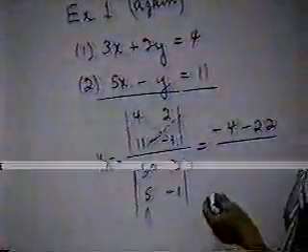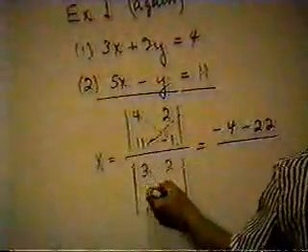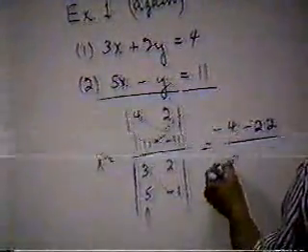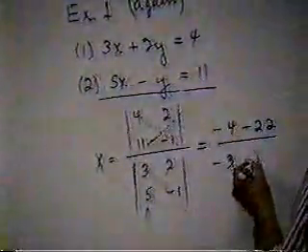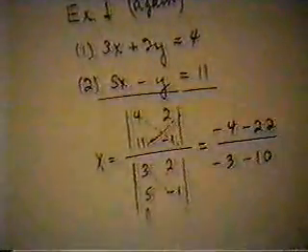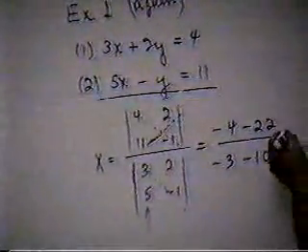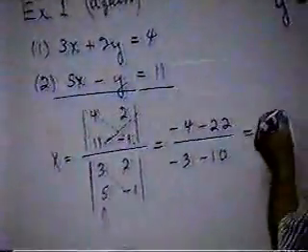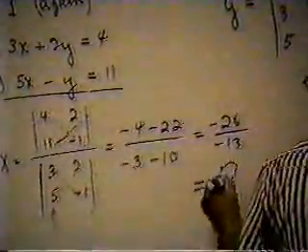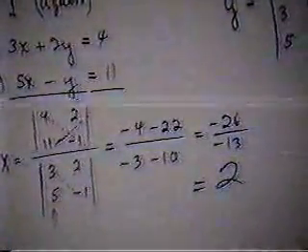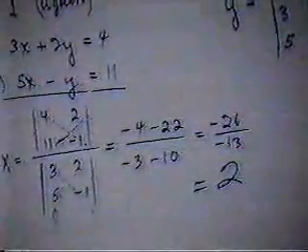All right, let's work the denominator. Multiplying down is a minus 3. Multiplying up is a plus 10, but we change the sign when you multiply up. So what we get then is a minus 26 divided by minus 13, and that's equal to a plus 2. Same answer we got a while ago in example 1 for the x value.